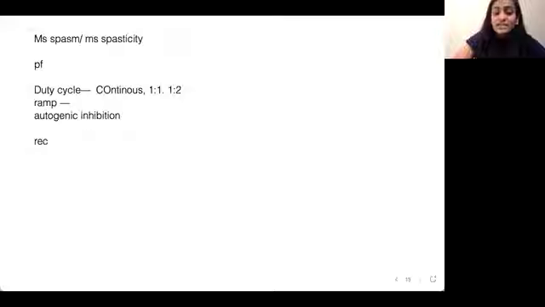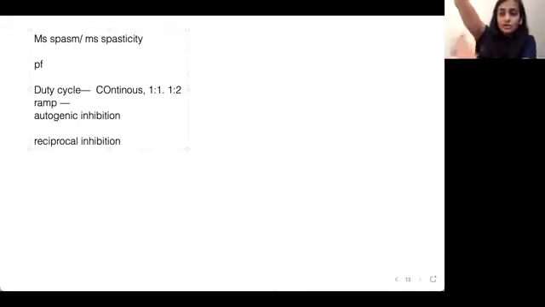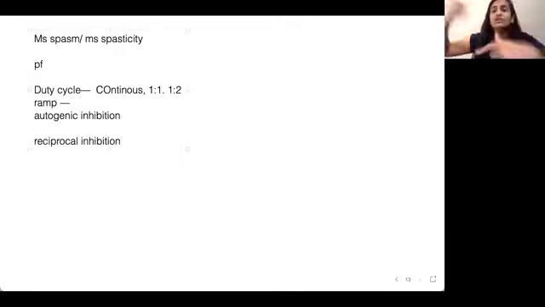But there's something which is called reciprocal inhibition. Okay, how do you do the reciprocal inhibition? Instead of fatiguing the biceps, in order to reduce the muscle spasticity, what would you do? You will activate the triceps, because activating the triceps will also cause a reduction of muscle spasm, spasticity of your biceps. Agreed? So how do you activate the triceps?